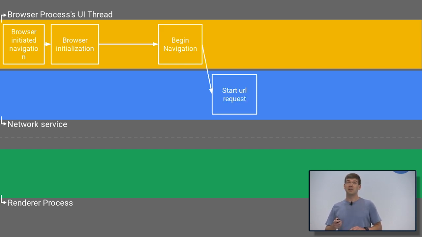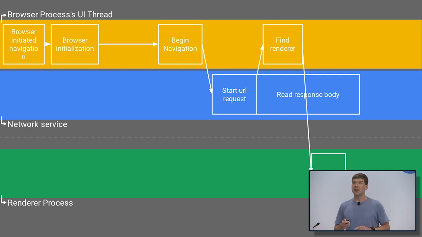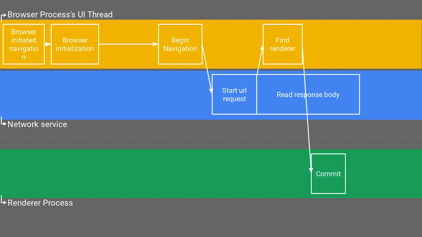The next step after that is to hop over to the network service, which will actually start the URL request. Once we hear back the response, we jump back to the browser process UI thread and choose a render process which will show the page. Next step after that is to tell that renderer process to commit the new navigation. The renderer process will create a new HTML document, replace the old one with it, and then send back an ACK to the browser process saying, yes, I did commit this new navigation.